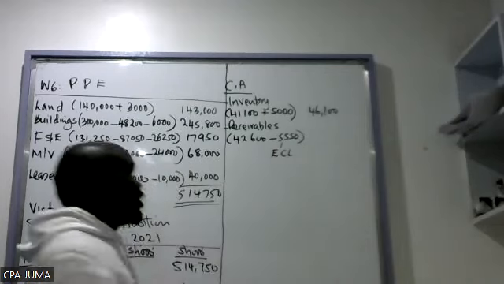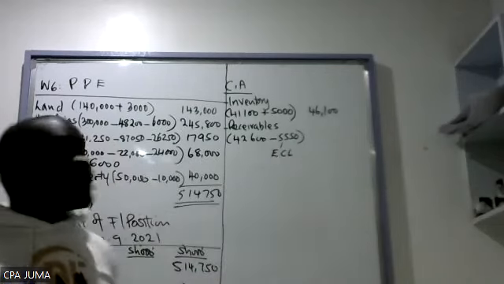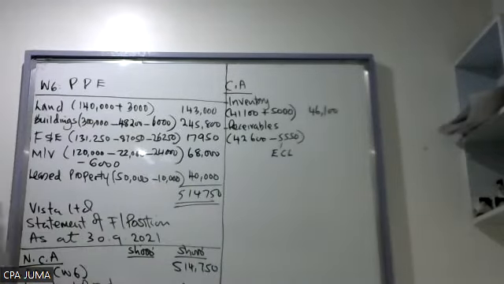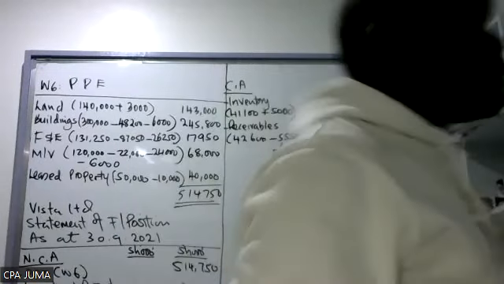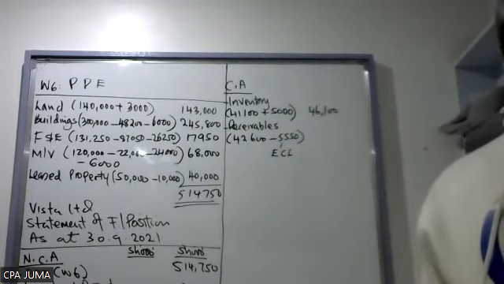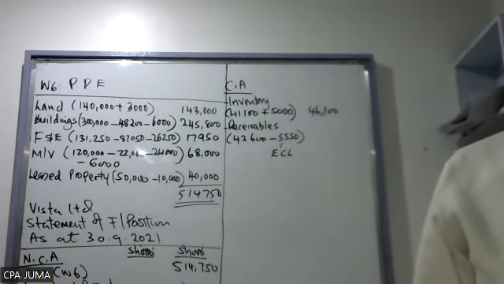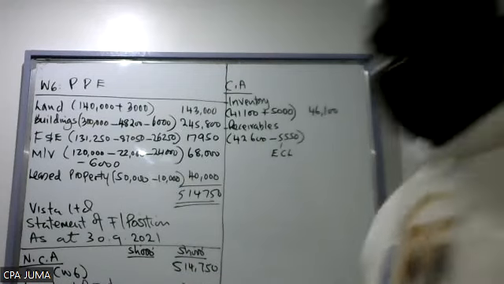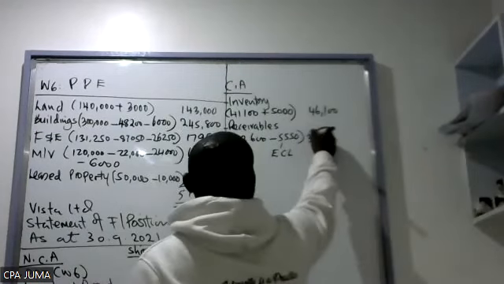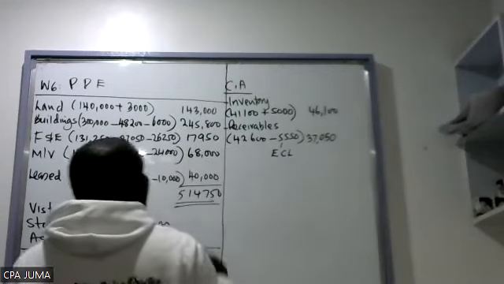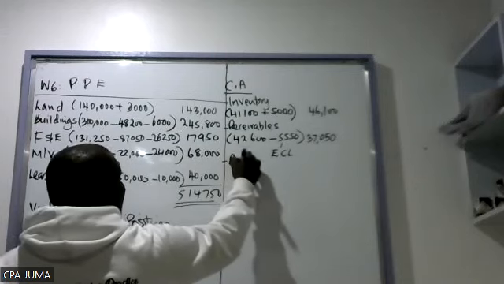ECL stands for expected credit loss. So how much is the difference? That minus that, what will you get? How much will you get after subtracting? You get 37,050.